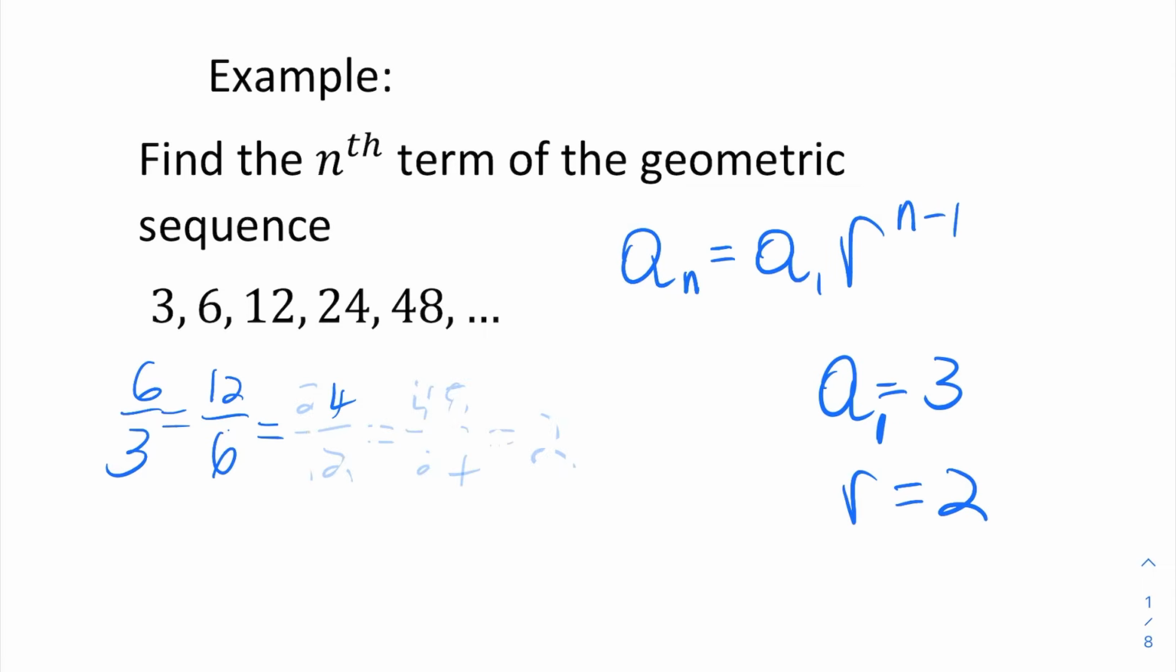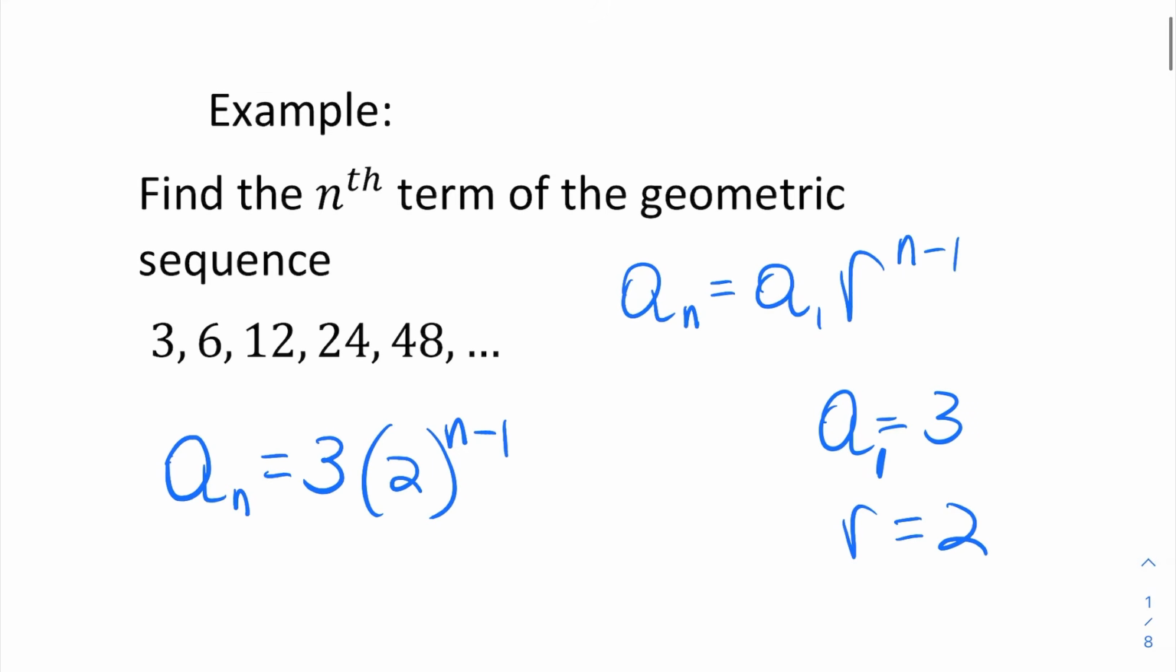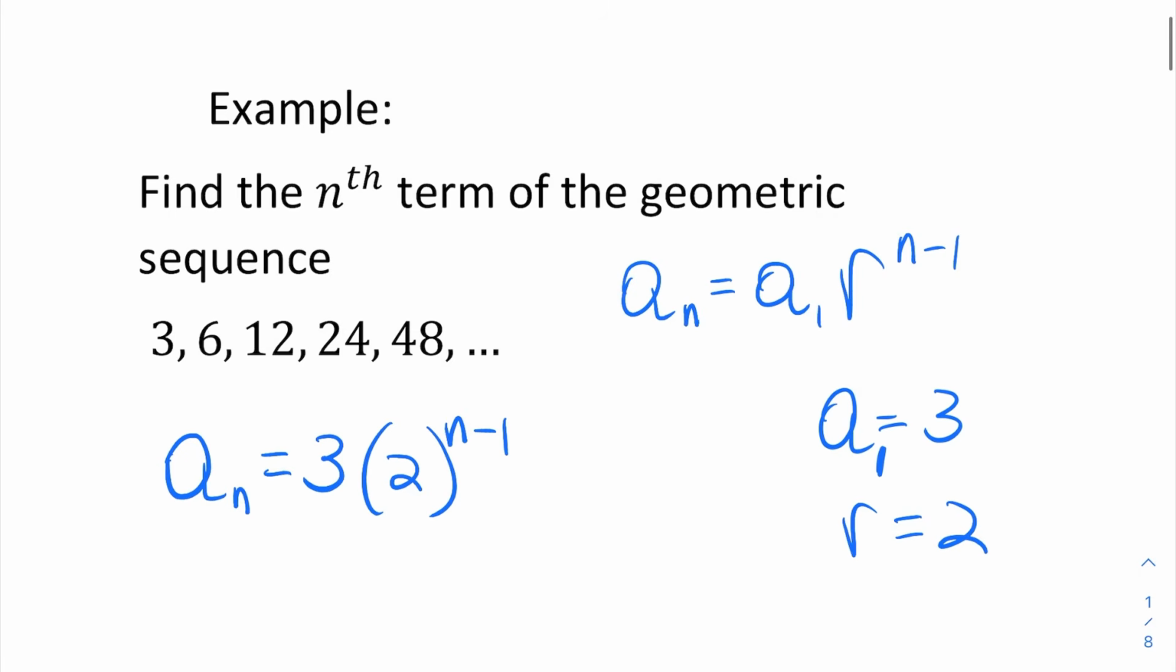Now that I know the first term and the common ratio, it's quite straightforward. The nth term, the general term, is equal to a1, which is 3, times r, which is 2, to the power of n minus 1. And there's the function that gives us the nth term. So now that I have a formula for the nth term, I can find any term: first, second, third, fourth, fifth, sixth, seventh, eighth, it doesn't matter.